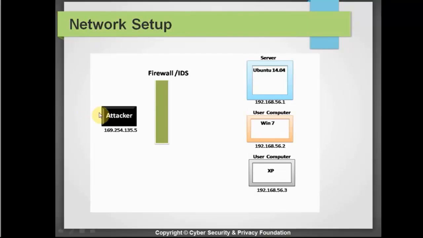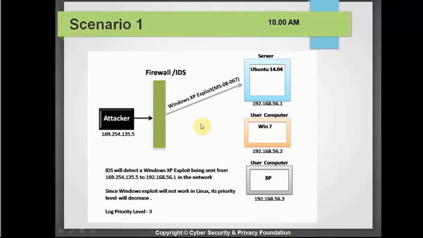So let's consider this network setup. The attacker is in an external network over here. There is a firewall and IDS, and on this side there is the internal network. So there is a Ubuntu server over here. There is a user computer. So one is Windows 7, one is Windows XP, and another one is Ubuntu. So Linux, Windows. So let's look at different attacks.